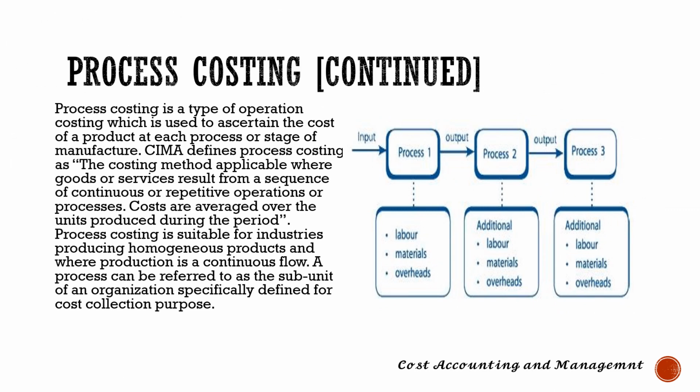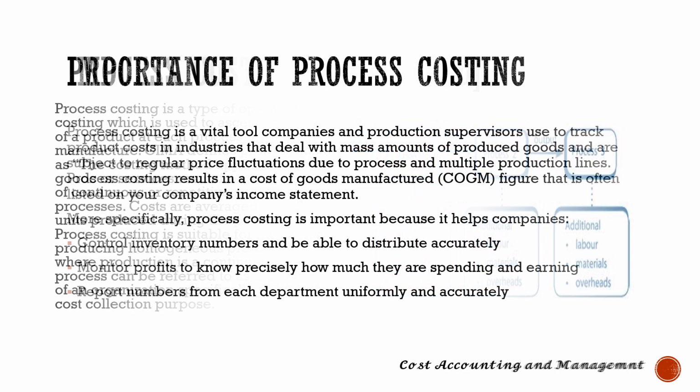CIMA defines process costing as the costing method applicable where goods or services result from a sequence of continuous or repetitive operations or processes. Costs are averaged over the units produced during the period.